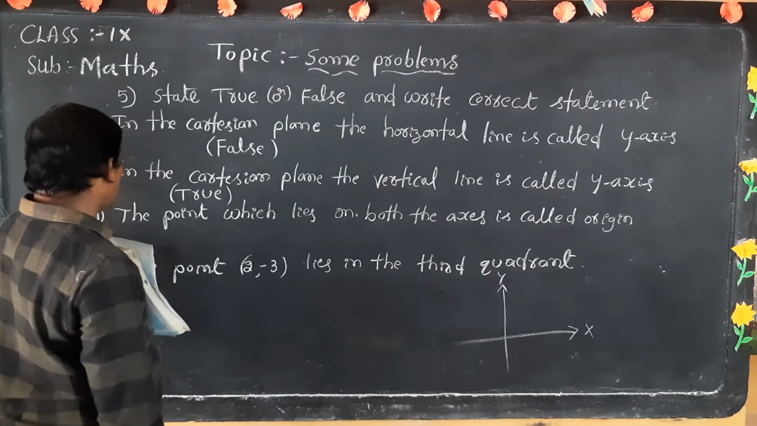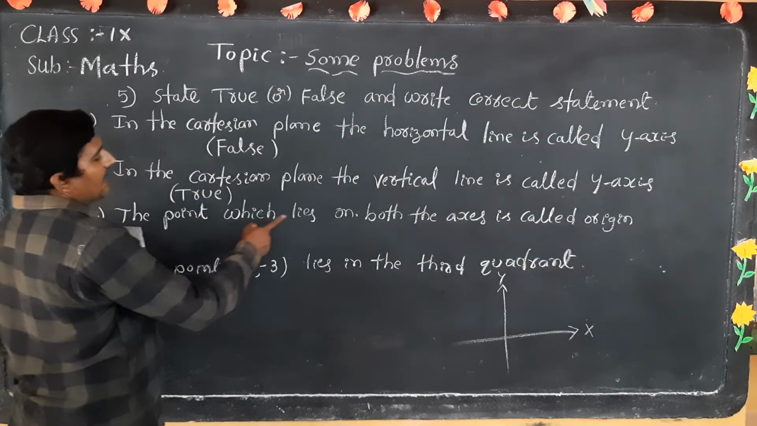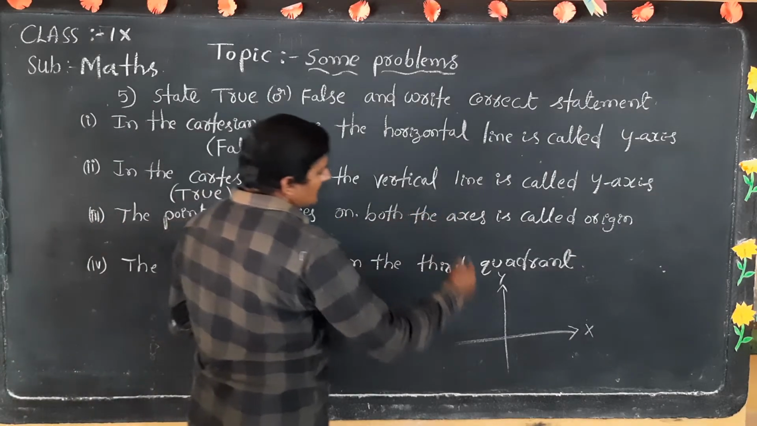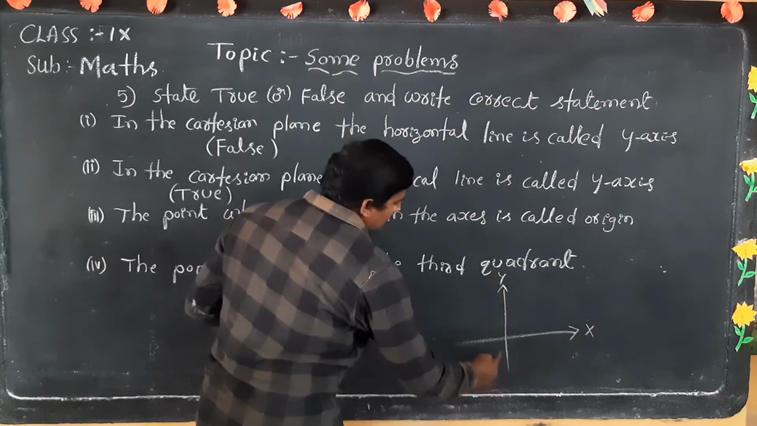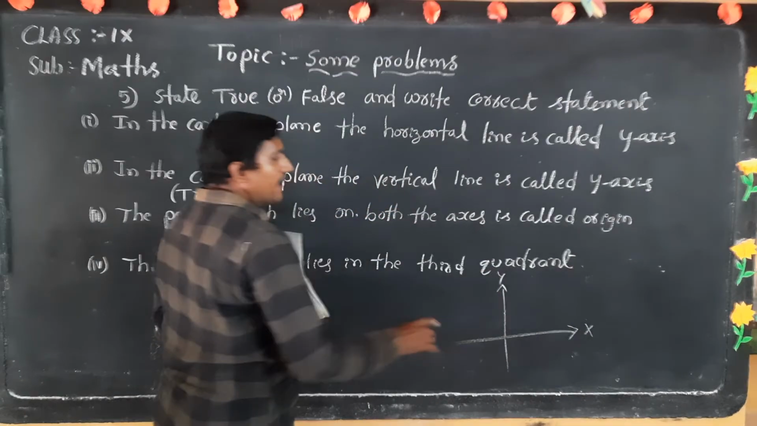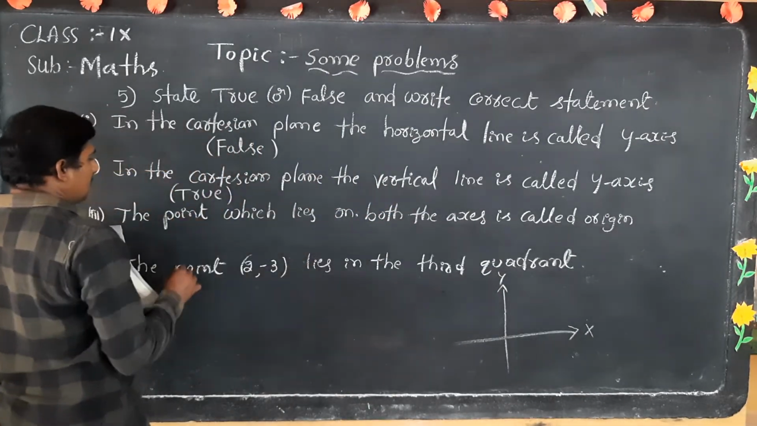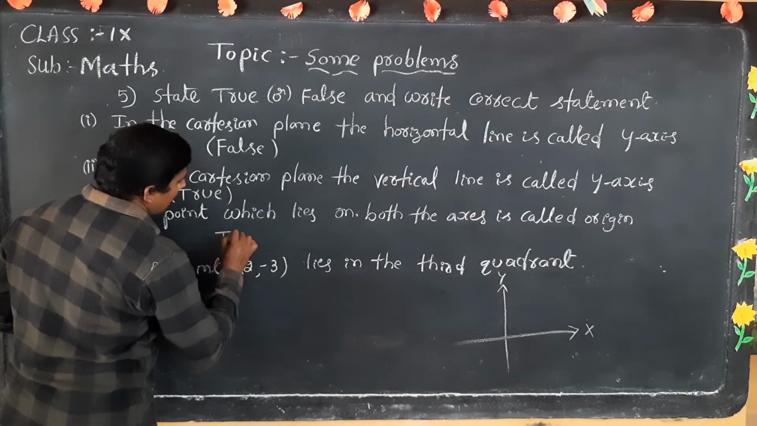True. The point which lies on both axes, meaning where the x-axis and y-axis intersect, that point is called origin. Yes, they gave it correctly. So true.